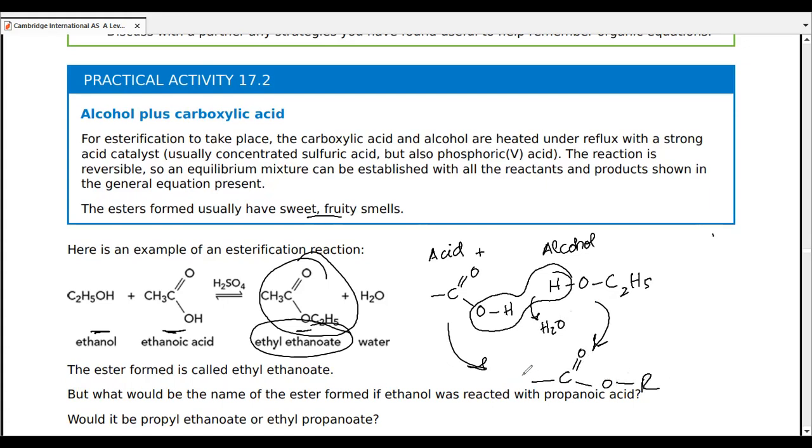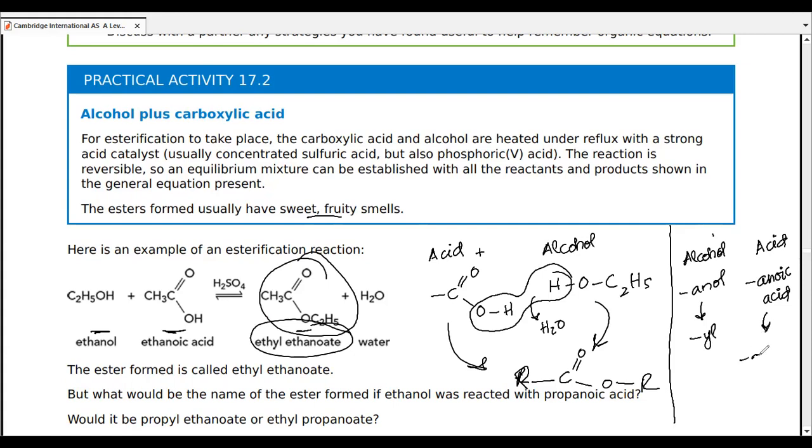So a chain over here and a chain over here. This is for the structure. Three simple steps, and you can draw the structure flawlessly every single time. Remember, as far as the name is concerned, the alcohol's name is always taken first, and the -anol is converted into -yl, ethanol to ethyl, and the acid part is named after, and the -anoic acid part of the name is converted into -anoate.